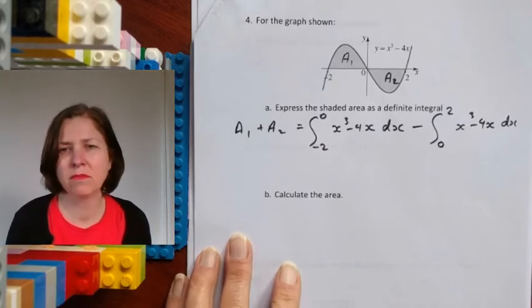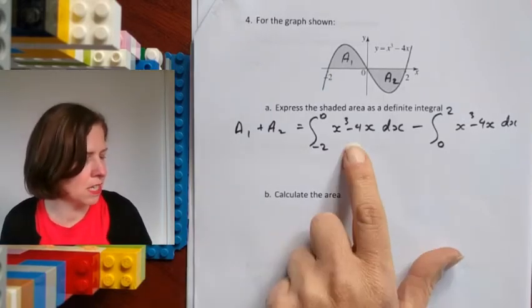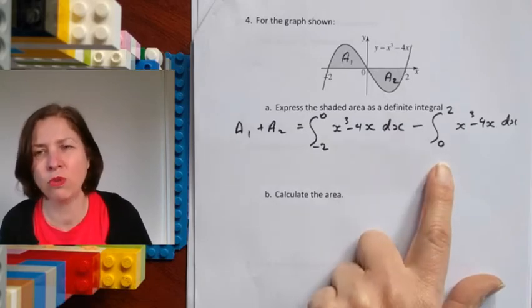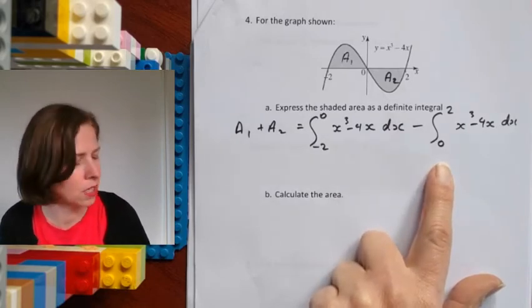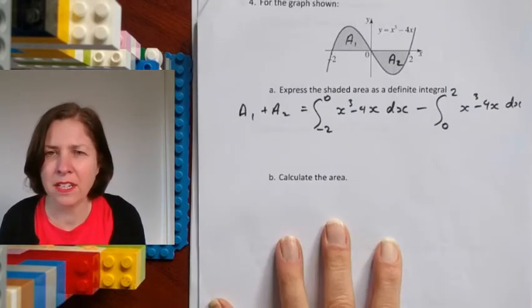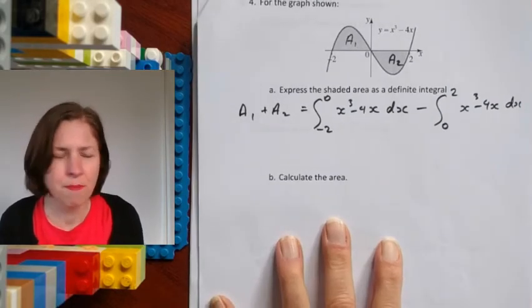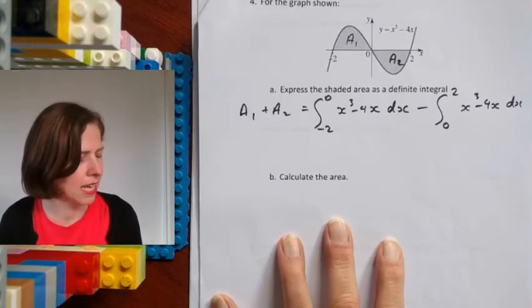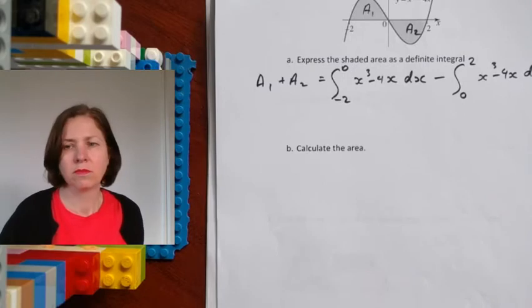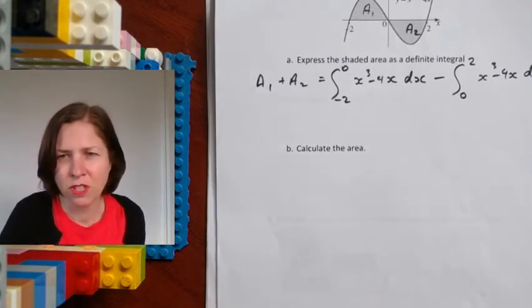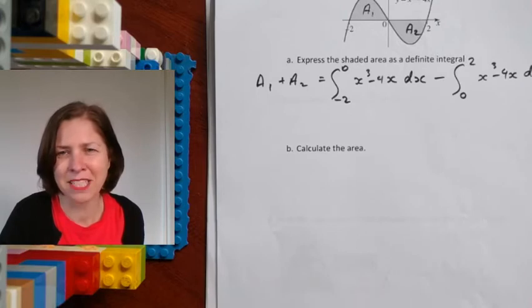That's part A. I've expressed it as a definite integral. Now it says a definite integral. This is actually the sum of two definite integrals, or the difference. It doesn't have to be one definite integral, but we wanted it to be the two shaded areas. Okay, now I'm going to calculate the area. So just pause it, do it yourself, and then come back to me.